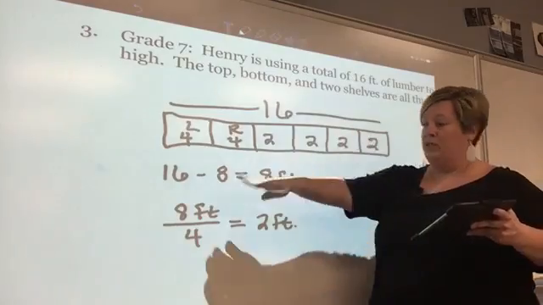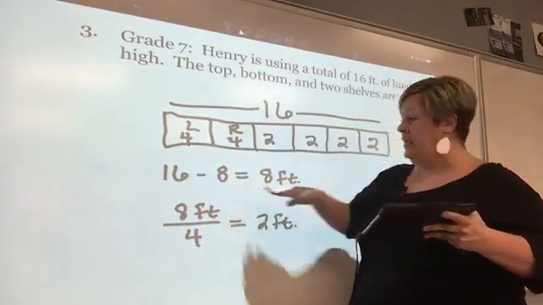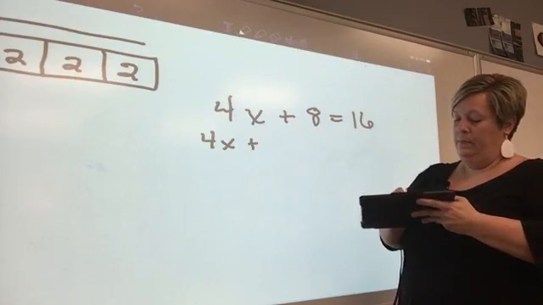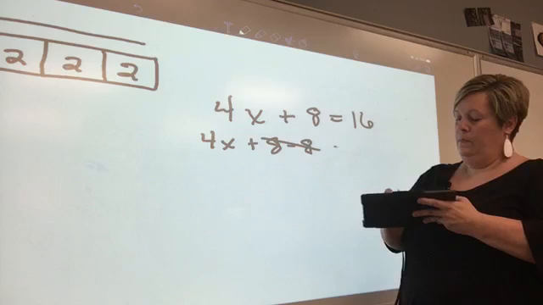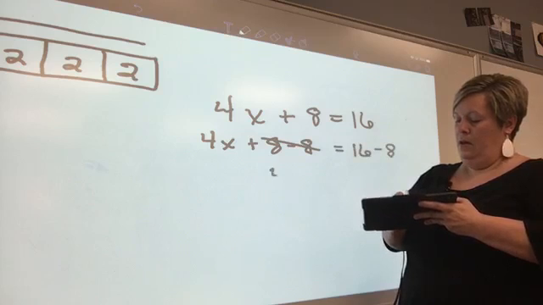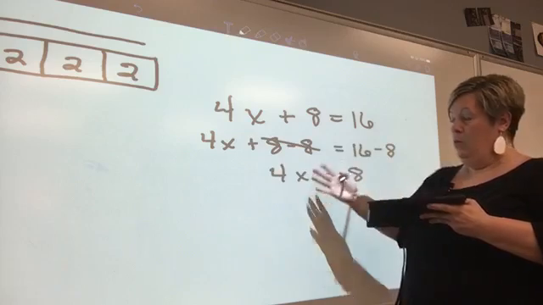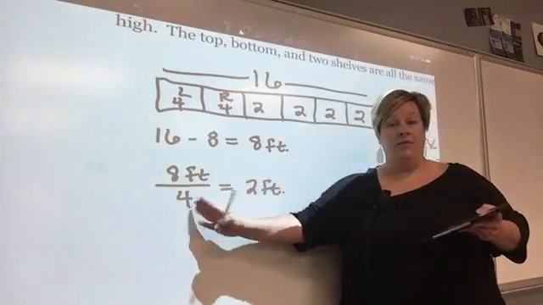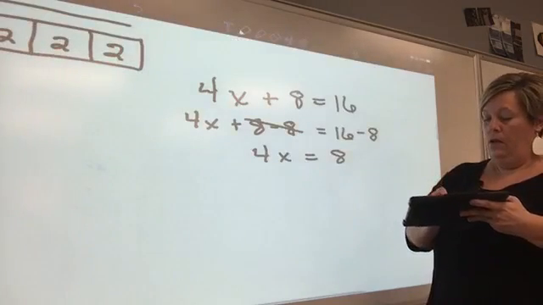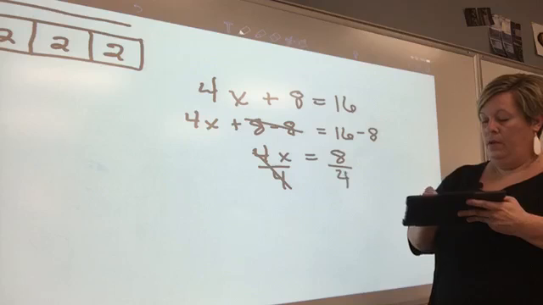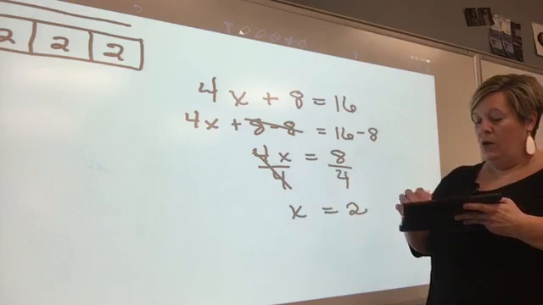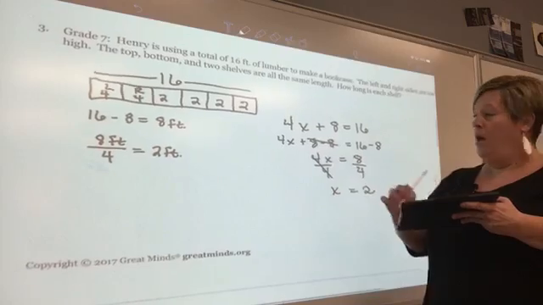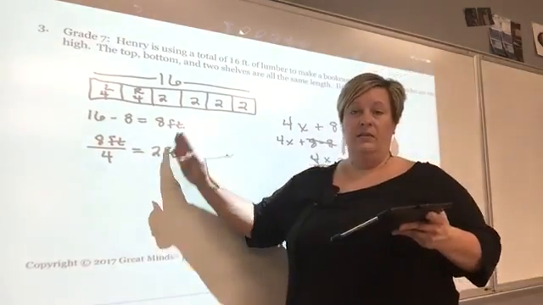Well, if you look back over at our tape diagram, what's the first thing that we did? We subtracted 8. So we are going to subtract 8 from both sides. And then our next step would be to divide by 4. If you look at our tape diagram, what was our next step? We divided by 4. So when we divide by 4, we get x equals 2. So our unknown quantity matches up with our tape diagram of 2 feet for each shelf.